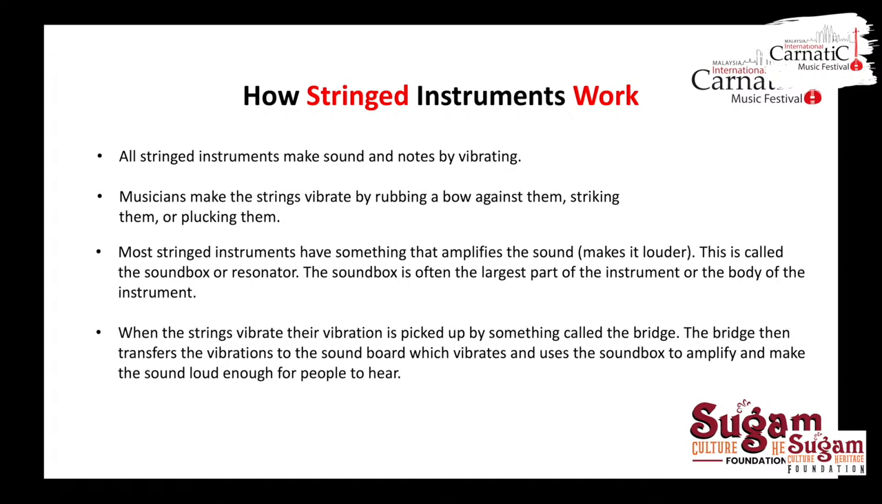Most string instruments have something that amplifies the sound and makes it louder. This is called the sound box or the resonator. The sound box is often the largest part of the instrument, the body of the instrument. When the strings vibrate, their vibration is picked up by something called the bridge. The bridge then transfers the vibration to the soundboard, which vibrates and uses the sound box to amplify and make the sound loud enough for people to hear. What I shared earlier about how string instruments operate will be seen as I take you through the parts of the violin. So let's talk a little bit more about that.